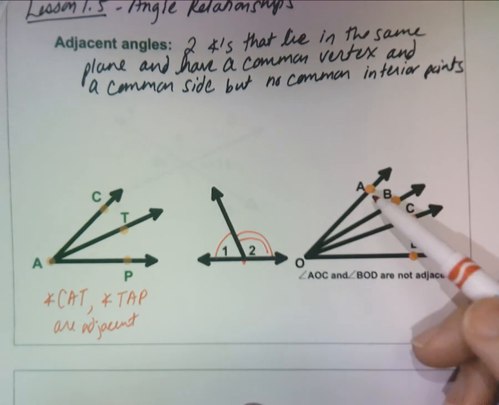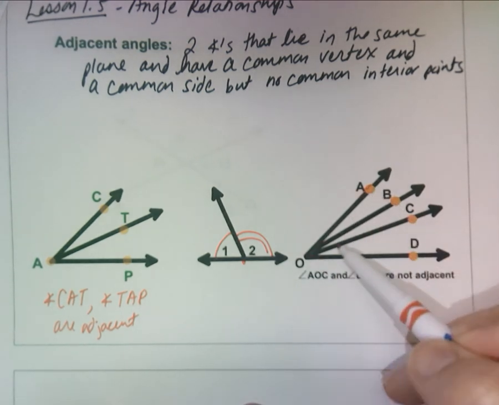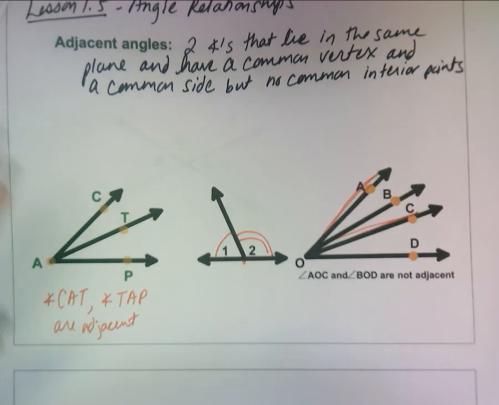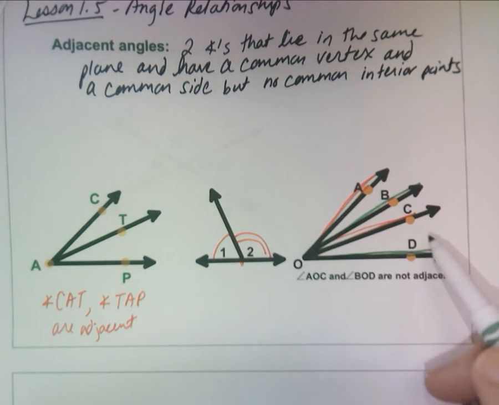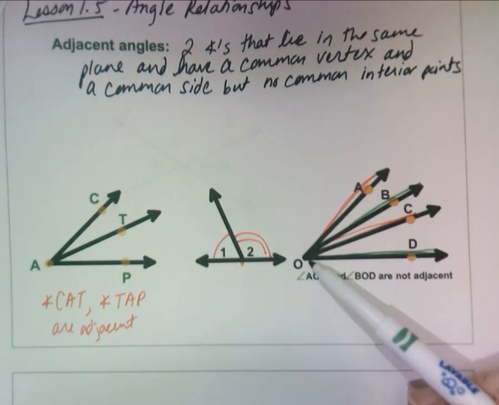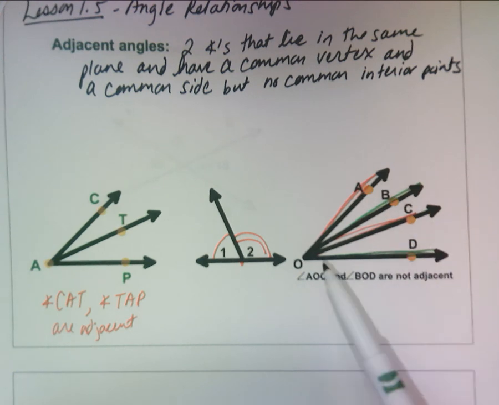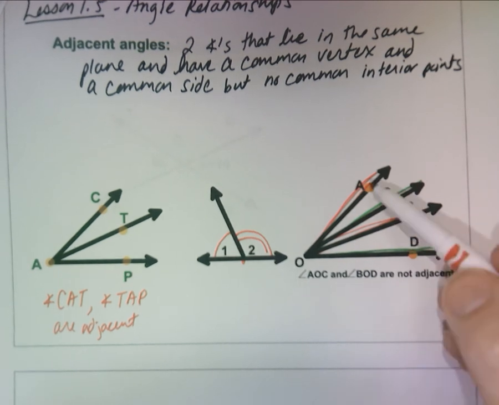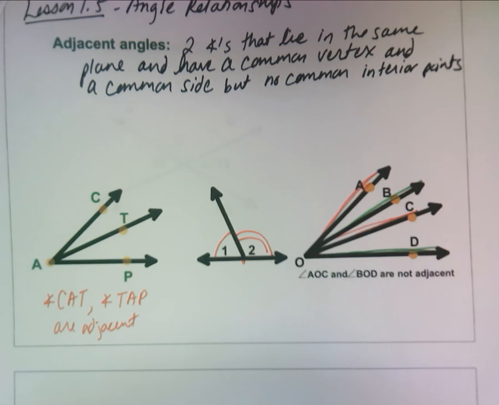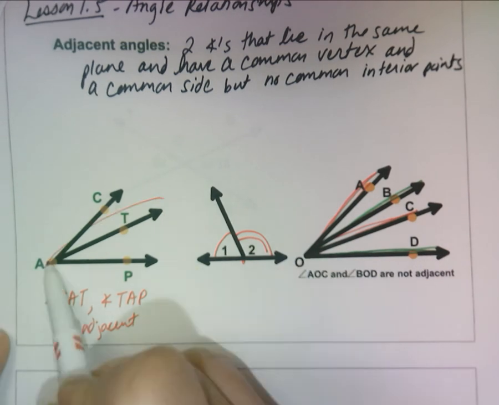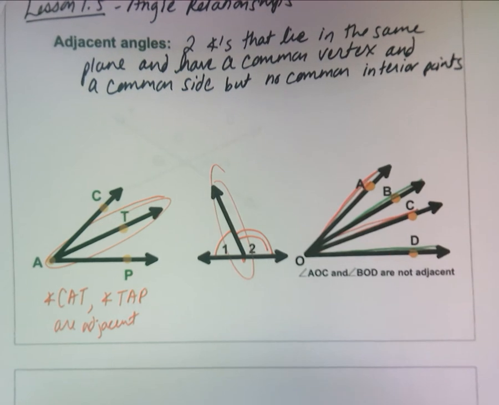Here's an example if I said AOC, this one right here, and then I said BOD. Notice they're sharing a vertex. They're not really sharing a common side at all, and there are points on the interior that they don't have in common. So those two are not adjacent. They have to be sharing something, like this was sharing that ray, this was sharing that ray.